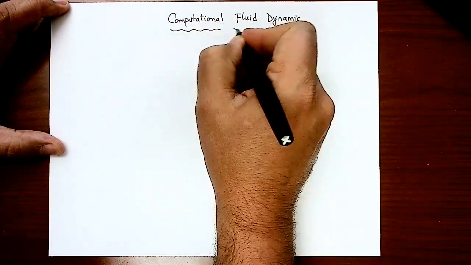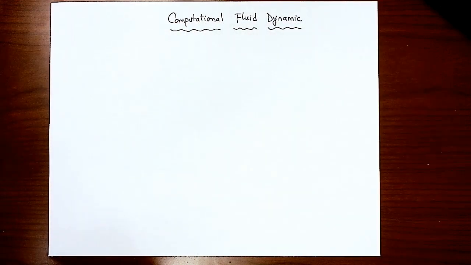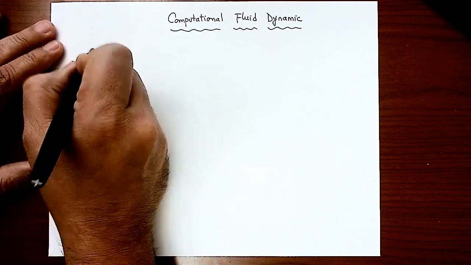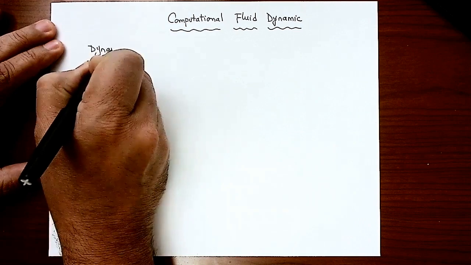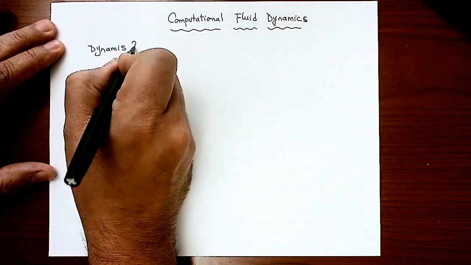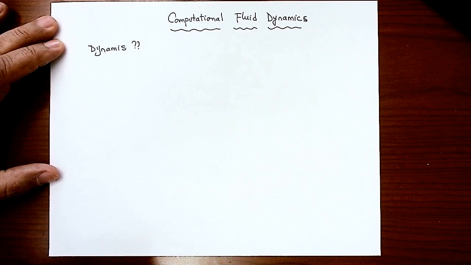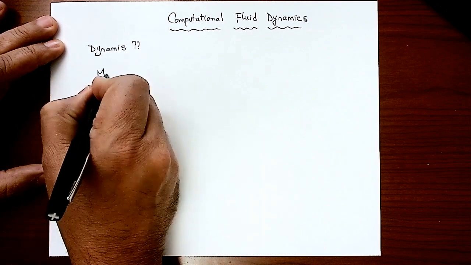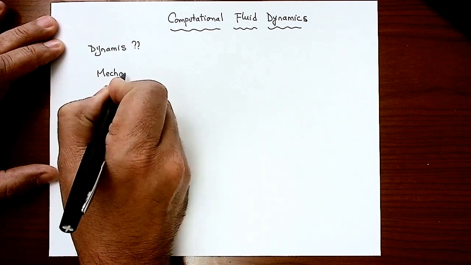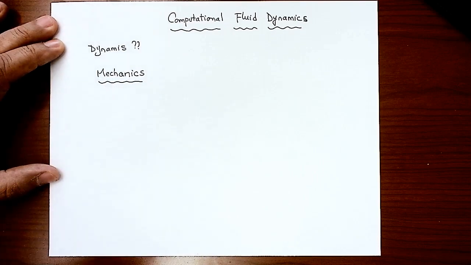So if we need to look into the title, I can break down the title into 3 separate words. The first word is the word dynamic. What is dynamic? So dynamic, or dynamics. So dynamics is a category that comes under the mechanics. So the general science that actually addresses energy and force acting on bodies is known as mechanics.